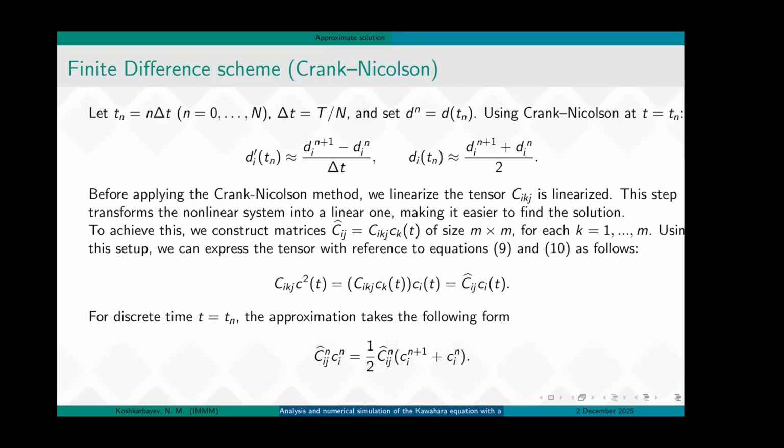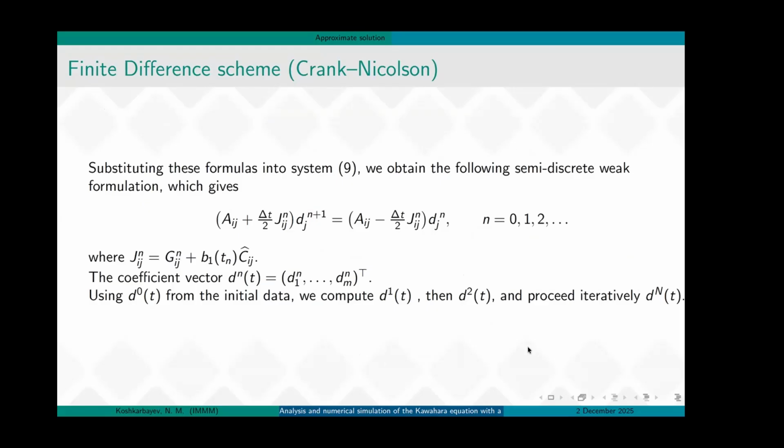To solve this system in time, we use the Crank-Nicolson scheme to handle the non-linearity efficiently. We linearize the tensor term C. We approximate the values at time t_{n+1} and t_n using the average, which is characteristic of the Crank-Nicolson method. This leads to the linear algebraic system shown here. At each time step, we solve for the vector D_{n+1} using the known values from the previous step D_n. The matrix on the left-hand side is non-singular, allowing us to proceed iteratively.